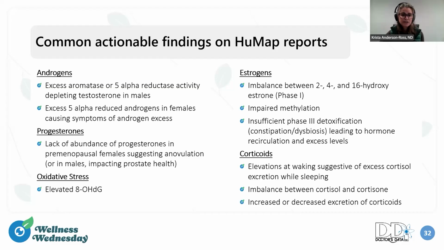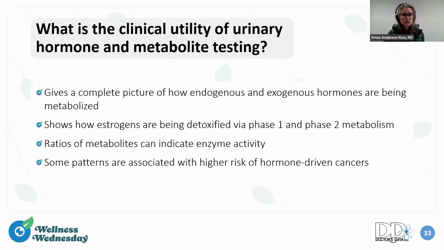An elevated 8-OH-dG indicates oxidative stress and estrogen issues such as phase 1 imbalance between metabolites and poor methylation. It's also going to reveal cortisol patterns like elevated morning cortisol, cortisol-cortisone imbalance, and overall abnormal excretion.